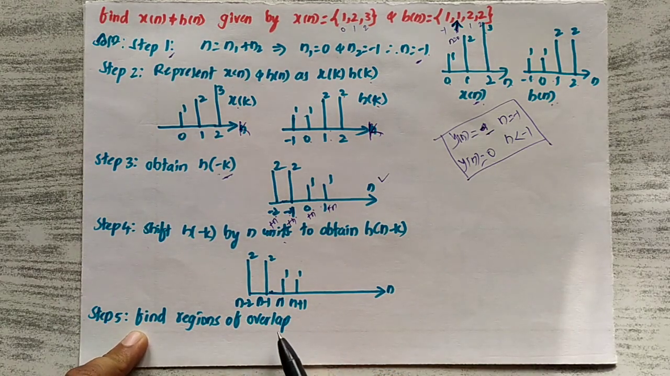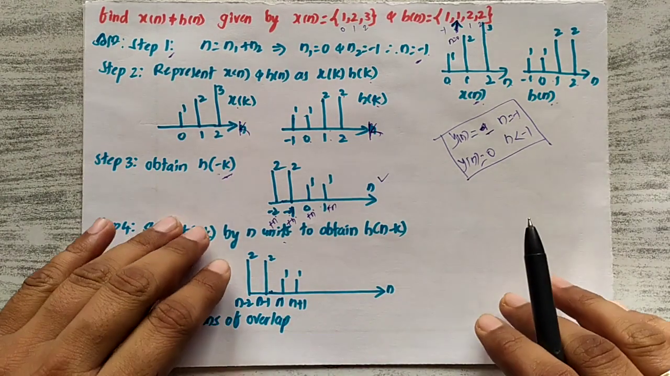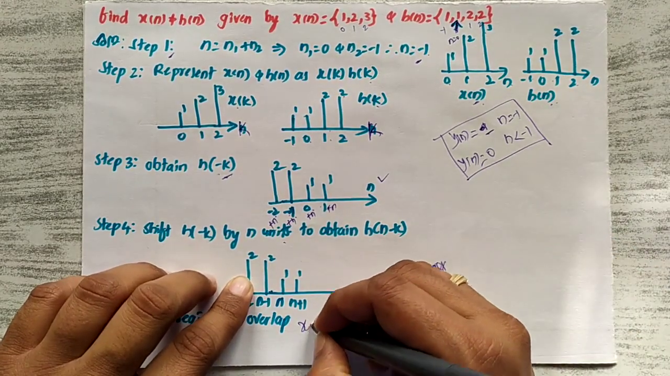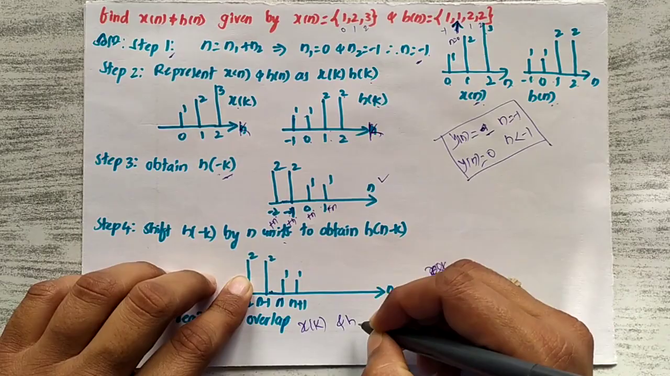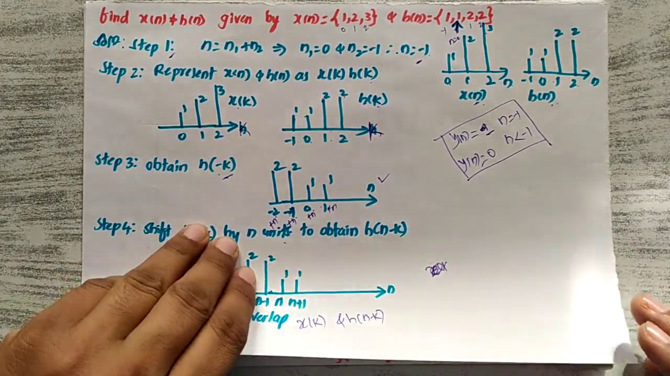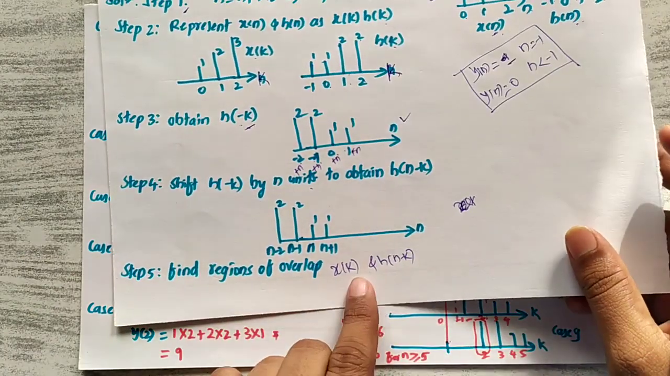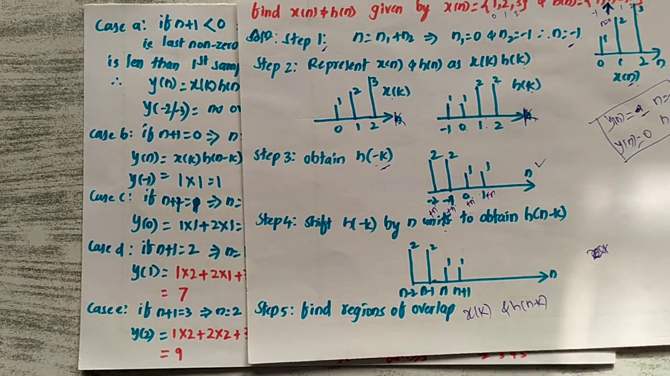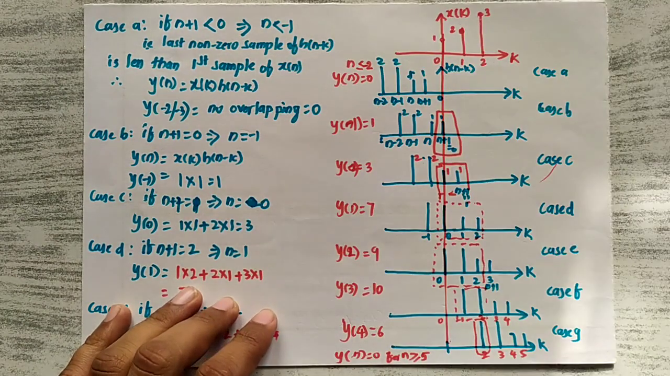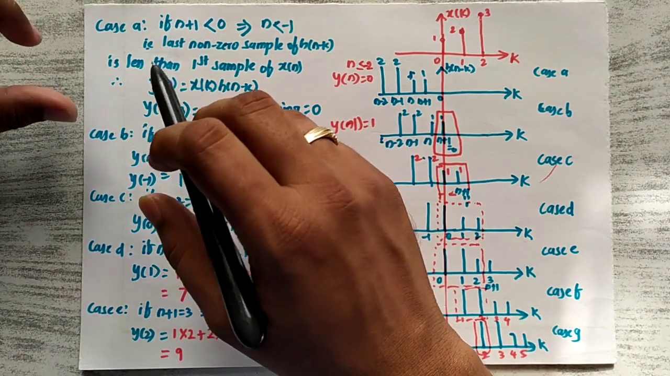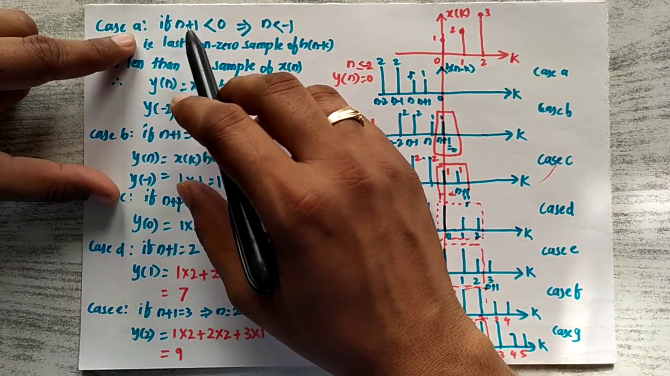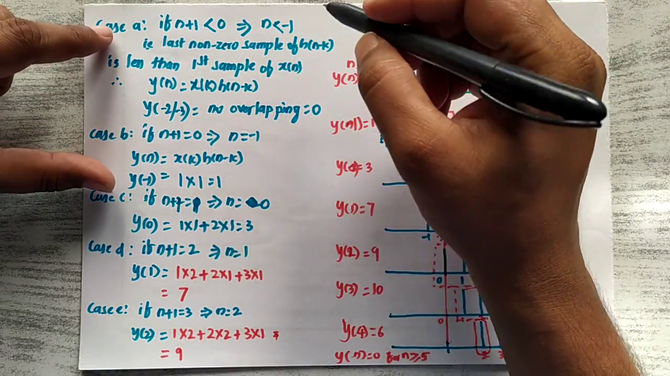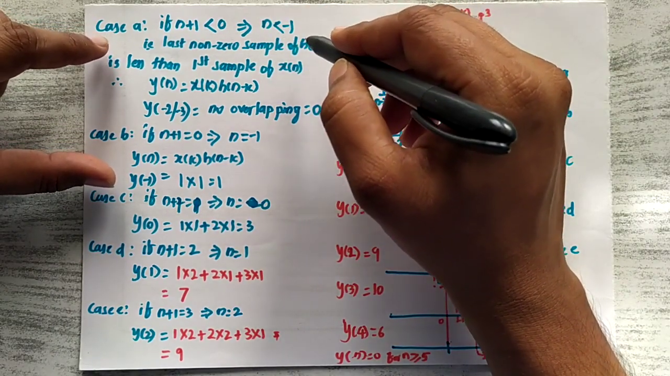in step 5 what it says is we have to find the region of overlap between x of k and h of n minus k. To find these overlaps we will have certain cases. Okay, what if this n+1 is something? So here some cases are there. How to find these cases we will see. If n+1 is less than 0, it means my consideration is n less than minus 1.